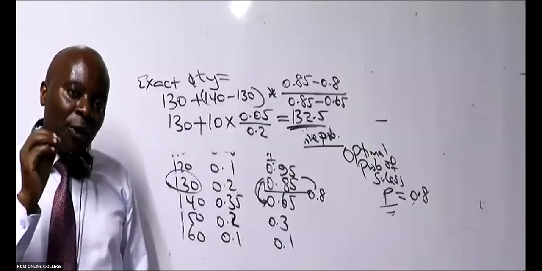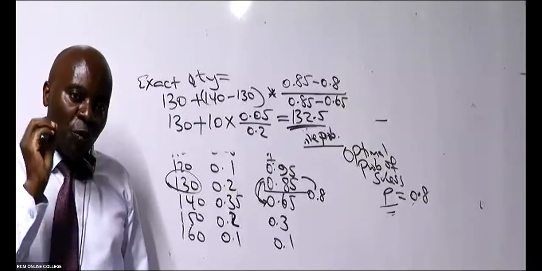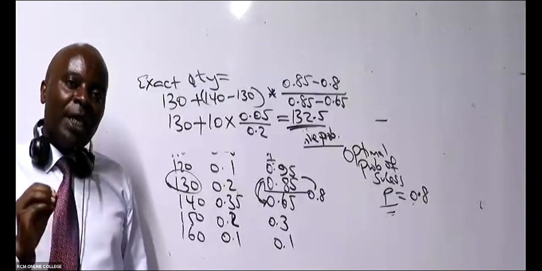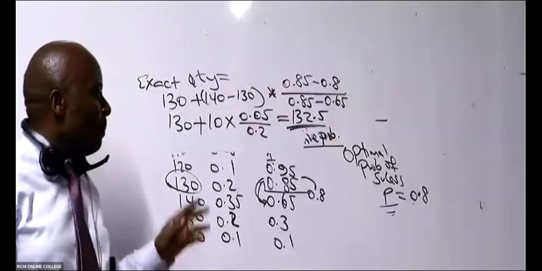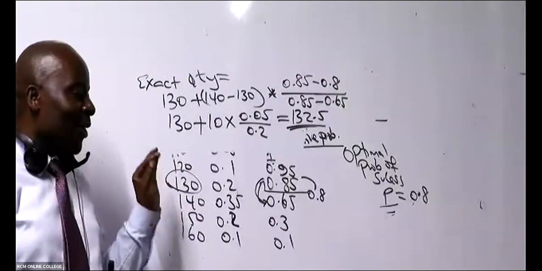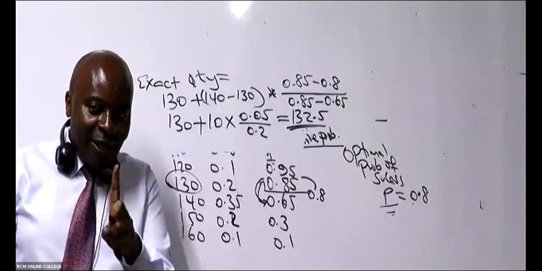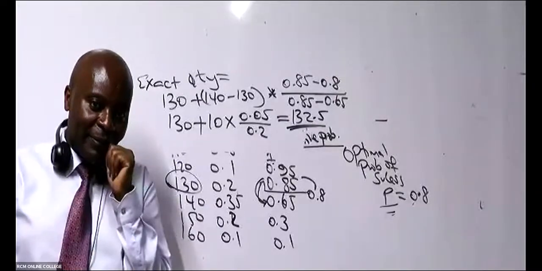So when they tell you to use a continuous probability distribution, you must interpolate. But if they tell you to use a discrete distribution, you advise them to procure the smaller number. Between 130 and 140, you advise them to procure 130, so that they'll be able to sell everything.